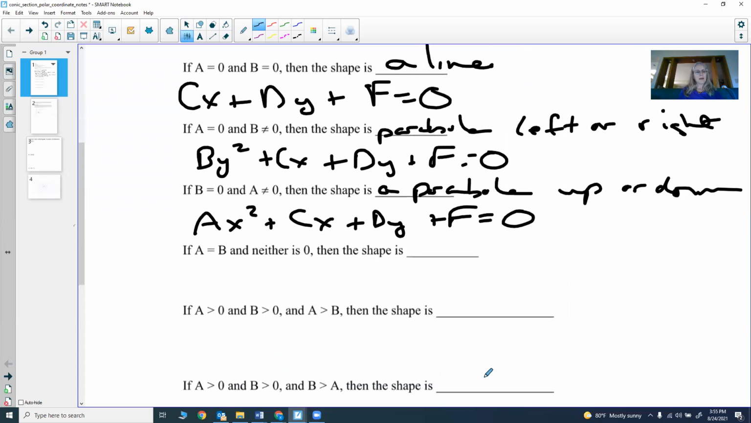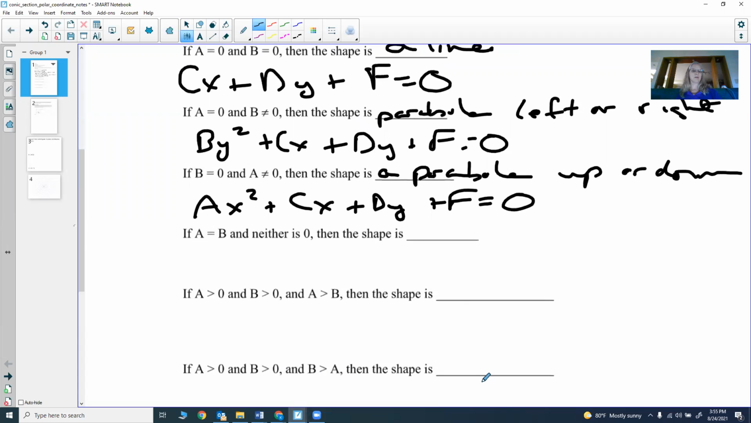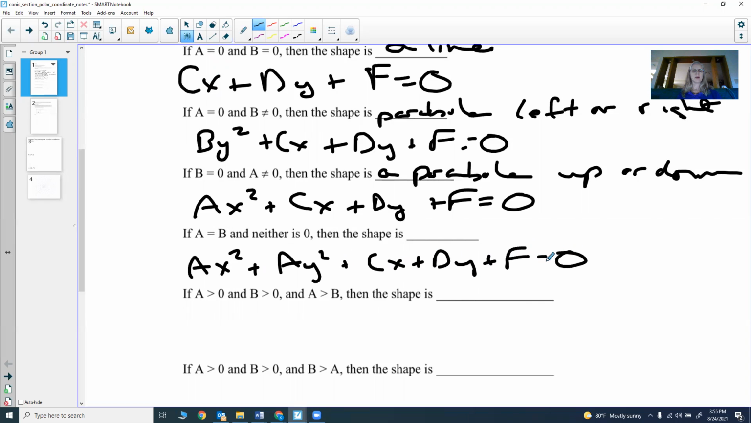If b and a equal each other, but neither one is 0, so you still have them but they're not 0, you're going to have ax squared plus by squared, but b is the same as a. So we can actually call it ay squared plus cx plus dy plus f equals 0. If you think about it, you could take the cx and put it with the ax squared and put the dy with the ay squared and complete the square. You're going to get a circle. So this is just a circle.